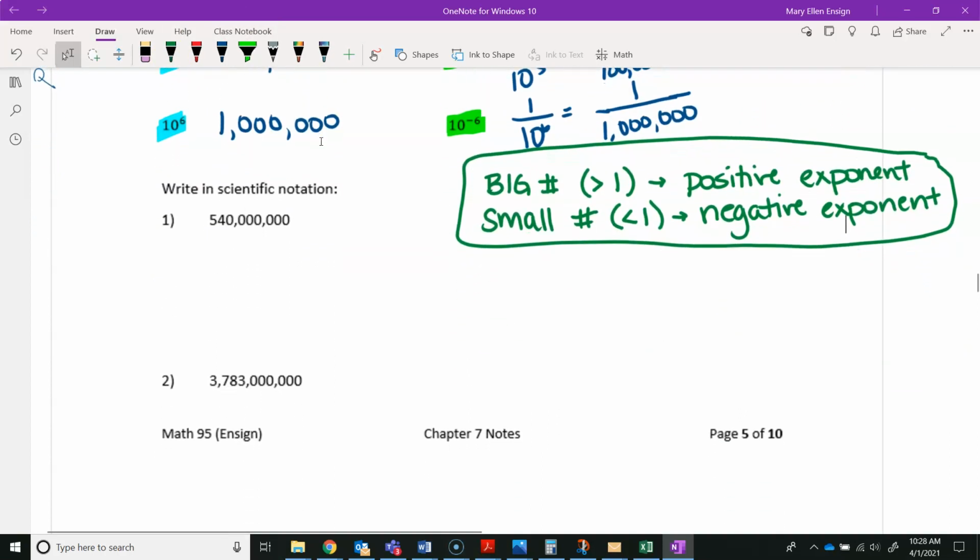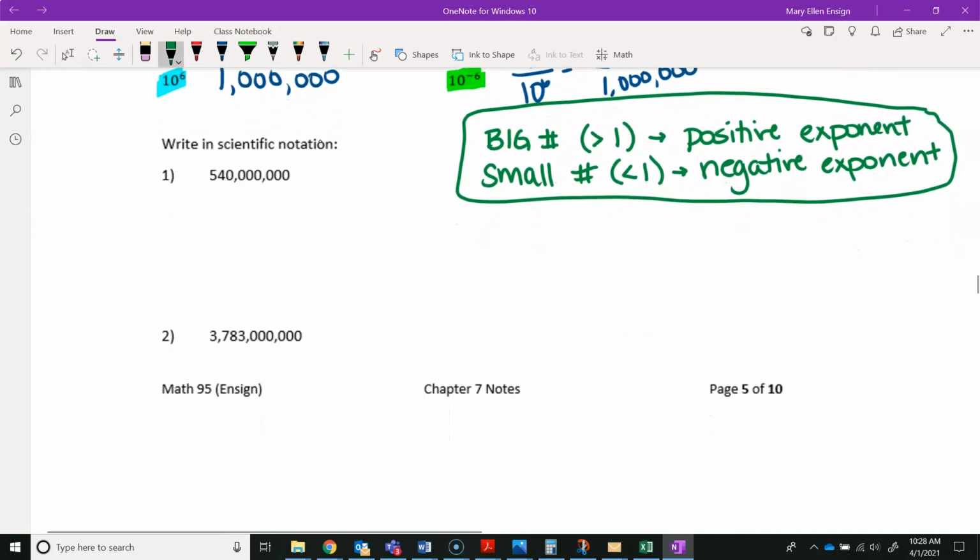Okay, so I want to write this in scientific notation. Remember, that means a times 10 to some power of n. So first of all, I look at this number. This is a plain old number. It's called standard notation or decimal notation. It's not in scientific notation yet. I need to put it in scientific notation.